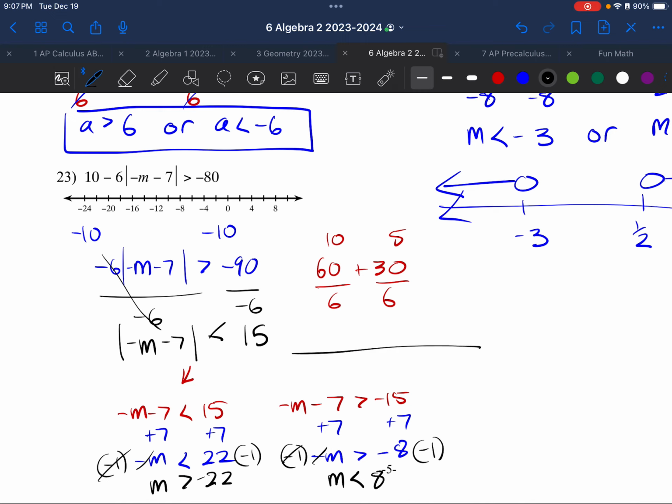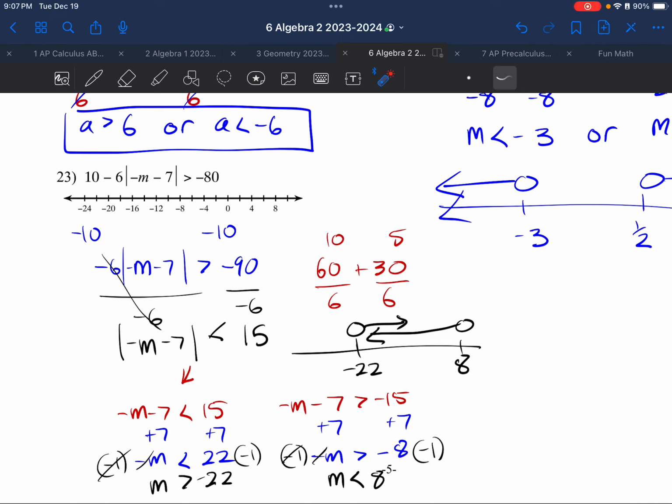And let's graph our intermediate answer. We have a negative 22 over here. We have a positive 8 over here. Both of them are open, and we want to be greater than negative 22. So greater than means I'm going to the right of negative 22. And we want to be less than 8. We want to have this overlap area.